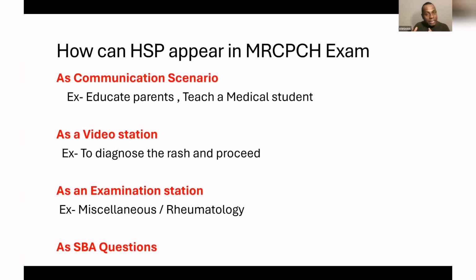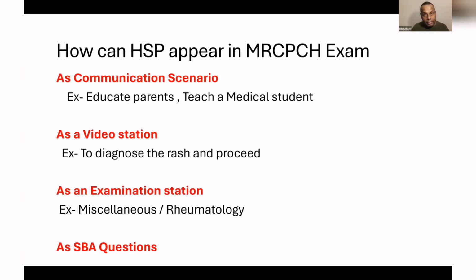So the idea of giving that kind of scenario in MRCPCH is to see if this candidate has got a holistic idea about the topic. So in this case, HSP. And then you also might get this scenario as a video station. You will see a child with this rash, and they might ask what the diagnosis is. And then the examiner might ask you, after you watch the video, what investigations will you do? What management options do you have to offer?